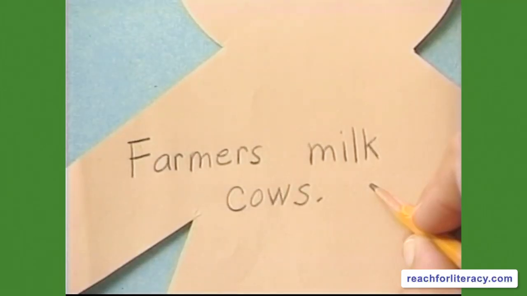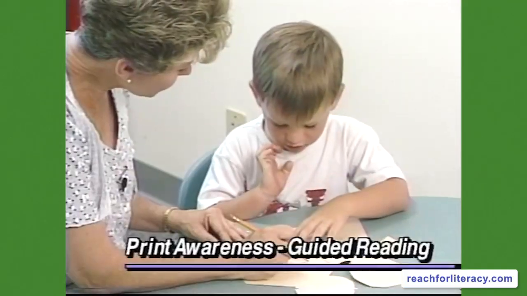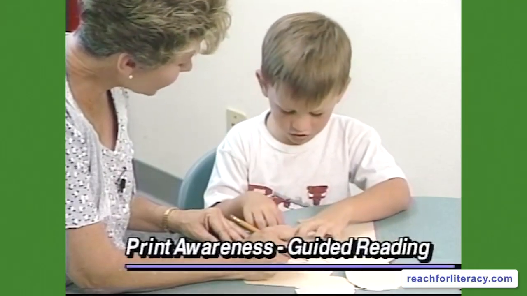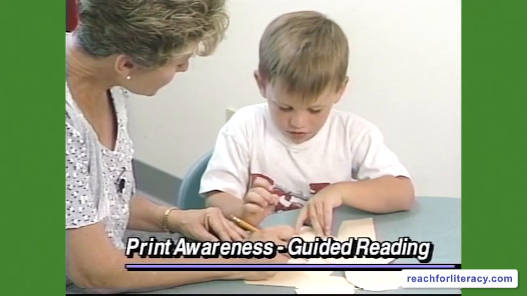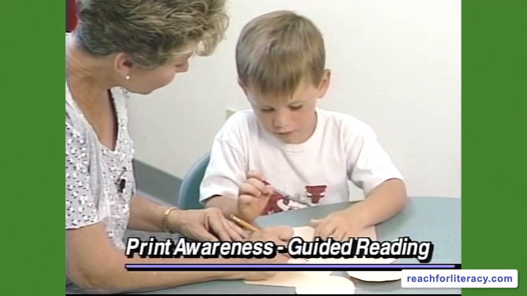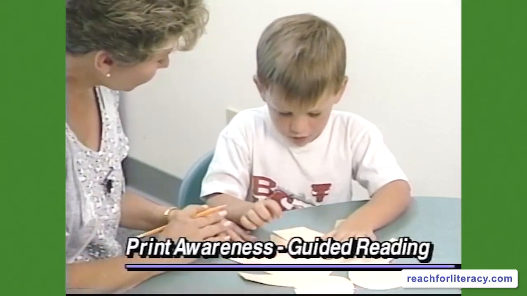The teacher asks the student what he would like to say, then writes the sentence word for word as the student repeats the sentence. The child rereads the sentence and touches once under each word.